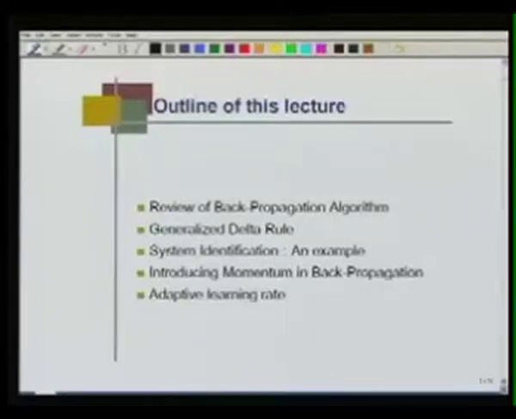So, today in this third lecture we will again review the backpropagation algorithm that we derived in the last lecture. Then the generalized delta rule, we will understand this concept today. Then system identification using this backpropagation algorithm. Then two different variations in the backpropagation algorithm, that is adding a momentum and adaptive learning rate.